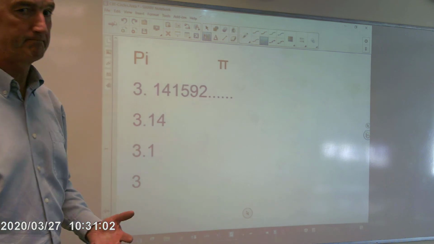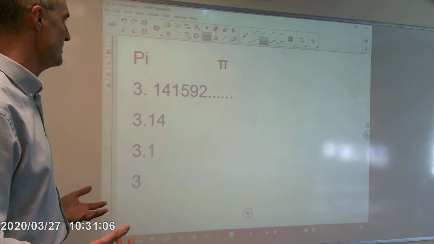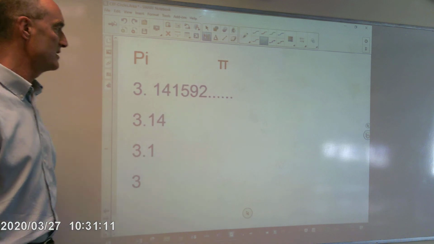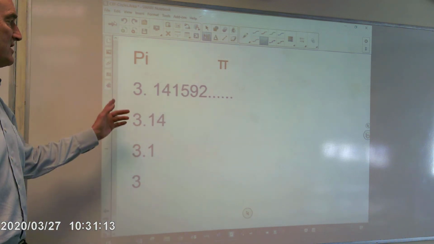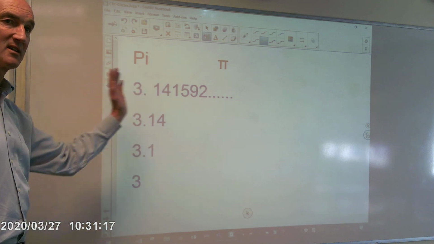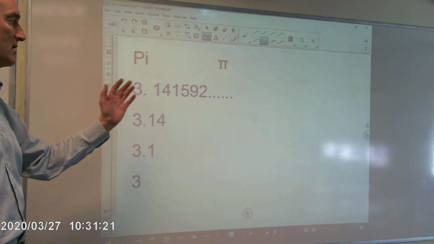Pi. Pi is a number that you should be aware of. You've heard it talked about, written out as pi, and that's the symbol that indicates pi. It's a number 3.141, and it keeps going infinitely as a decimal. So it just keeps going and going and going.